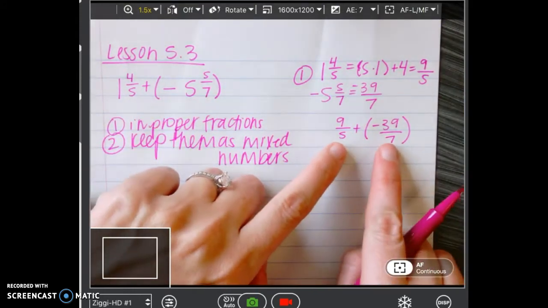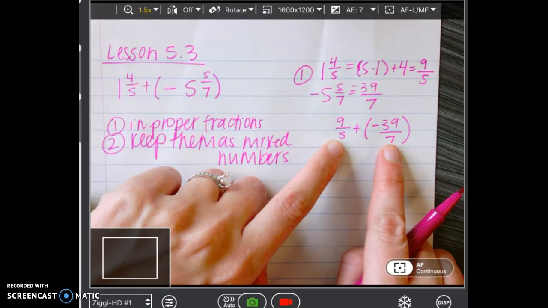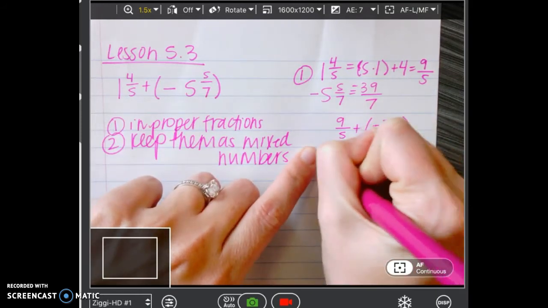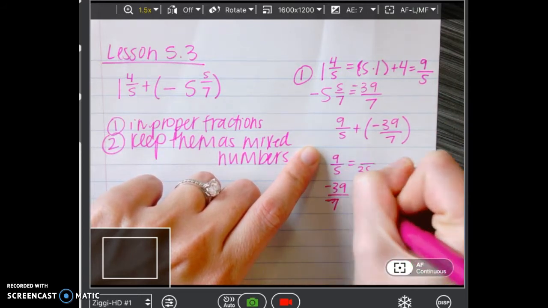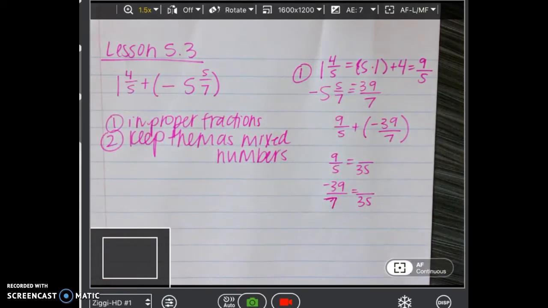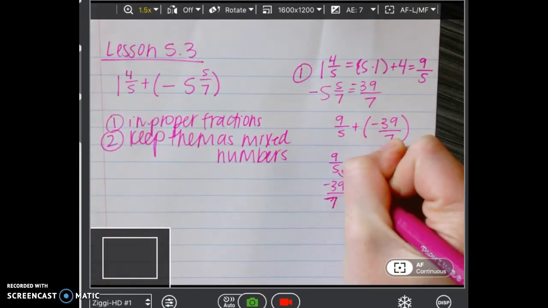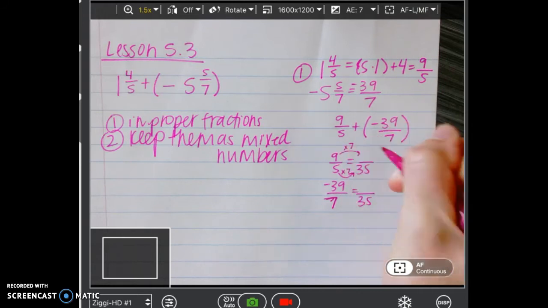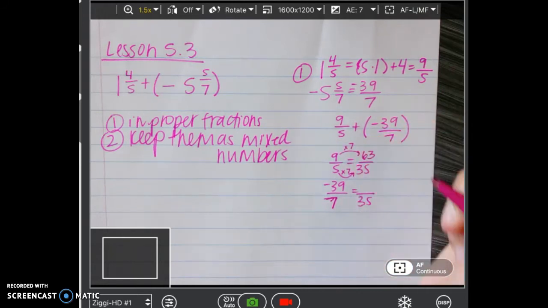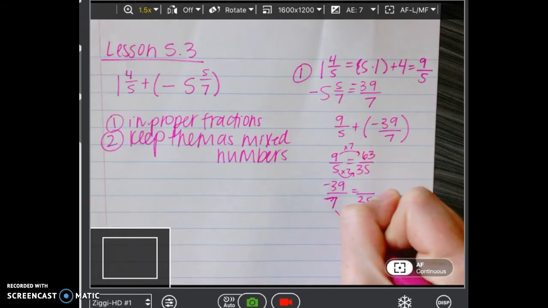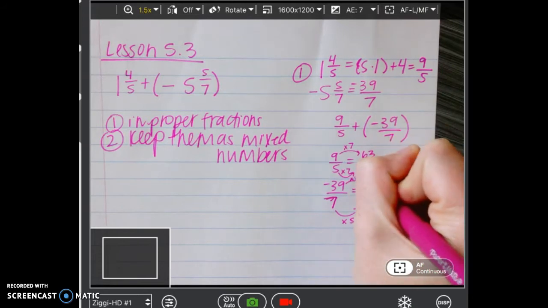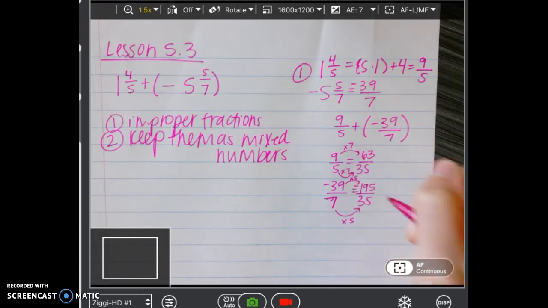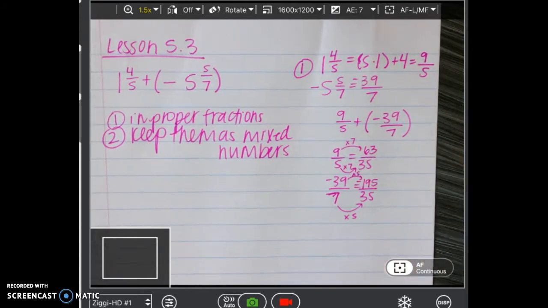So now I need to find a common denominator. So I think about 7 and 5, what is a common multiple they share? And I'm going to use 35. So now I need to scale up both of these improper fractions to have a denominator of 35 so that I can then add my numerators. So when I go from 5 to 35, I multiply by 7. So I do the same in my numerator. 9 times 7 is 63. Then I do the same with my second fraction. 7 times 5 gives me 35. So then I need to do 39 times 5, which is 195. Negative 195. Hopefully that's right.